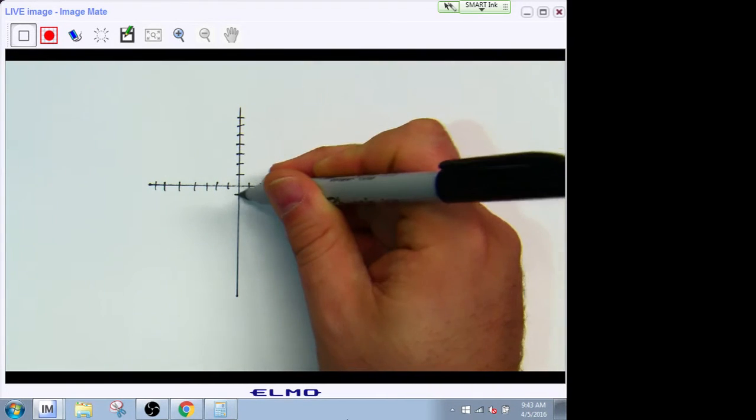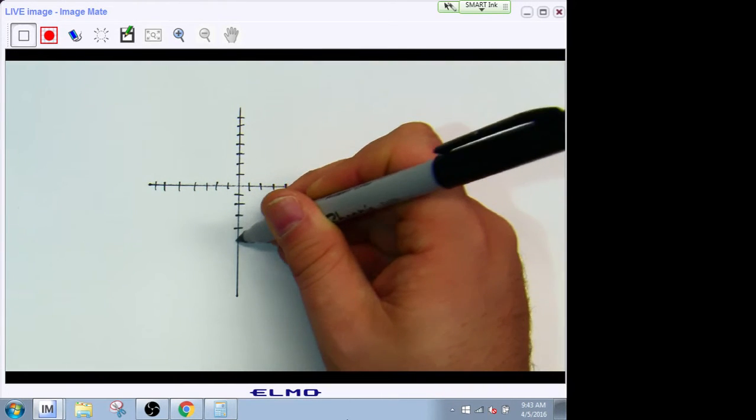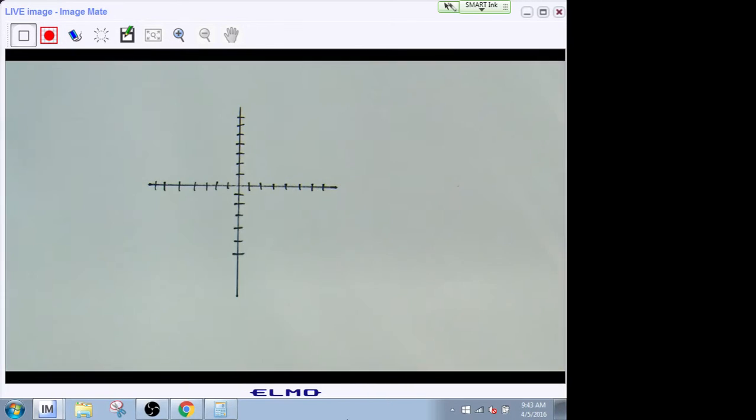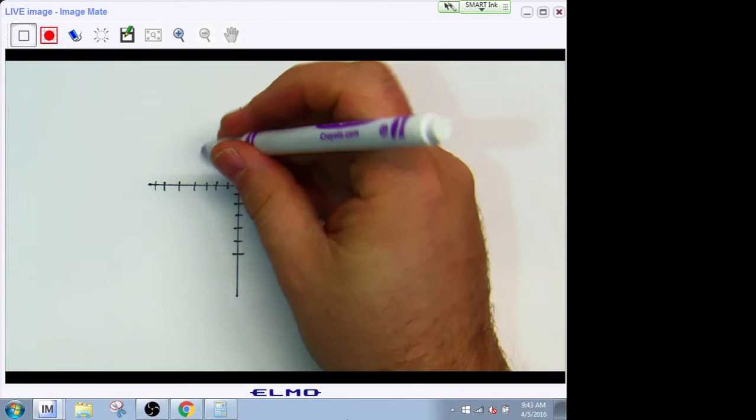Mine's not perfect, of course. I'm just eyeballing it, but good enough. Okay, we might be given something like this, and I might give you 2 points. I'm going to pick a couple points here. Let's say -3, 2.